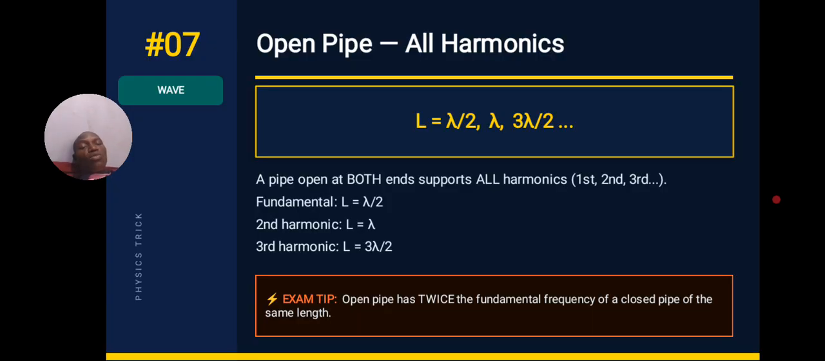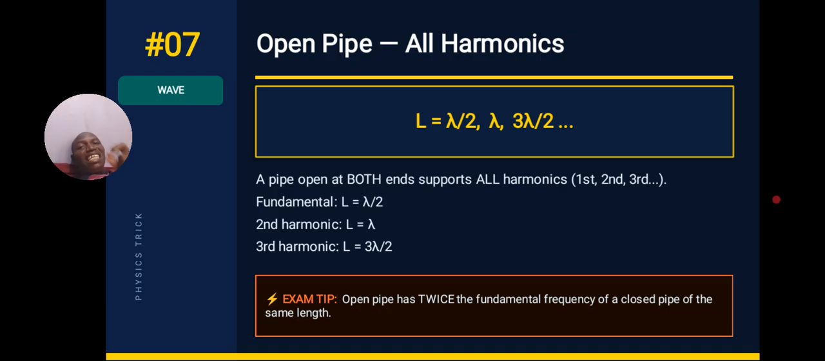Okay, for open pipes, I've already explained this, so I won't take much time. I say for open pipes, they have both odd and even harmonics. So you can see from the formula, we have lambda over 2. We have 2 lambda over 2, but the 2 will cancel the 2, so we have only lambda. 3 lambda over 2, and so on and so forth.